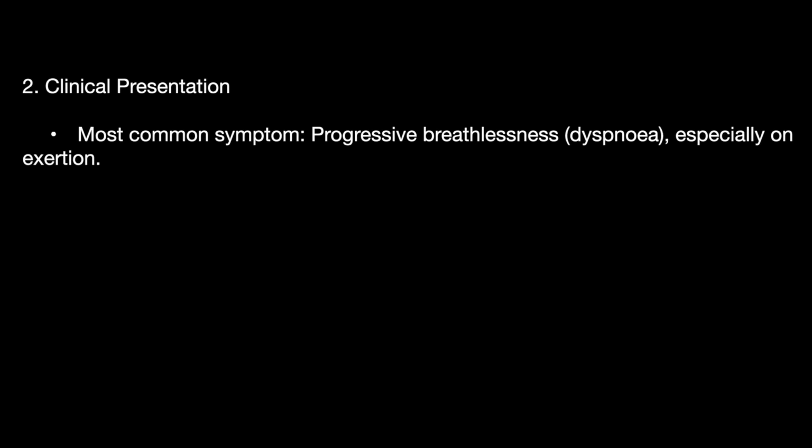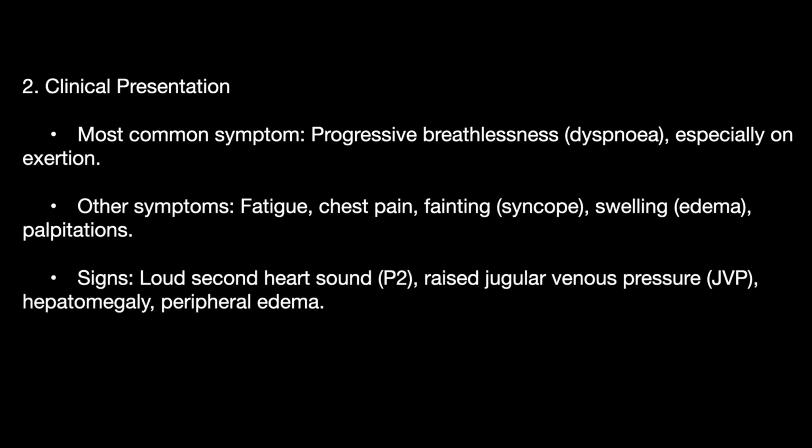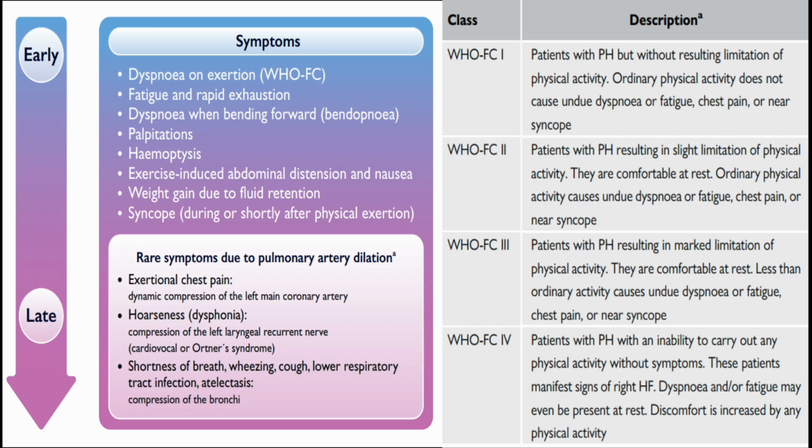The most common symptom in clinical presentation is progressive breathlessness, that is dyspnea, especially on exertion. Other symptoms are fatigue, chest pain, fainting, that is syncope, swelling of the limbs, and palpitation. In signs, you have loud P2, a raised JVP, hepatomegaly, and peripheral edema. Practical point: symptoms and signs often appear late and may be non-specific, because as you can see, this can be seen in various other conditions as well.